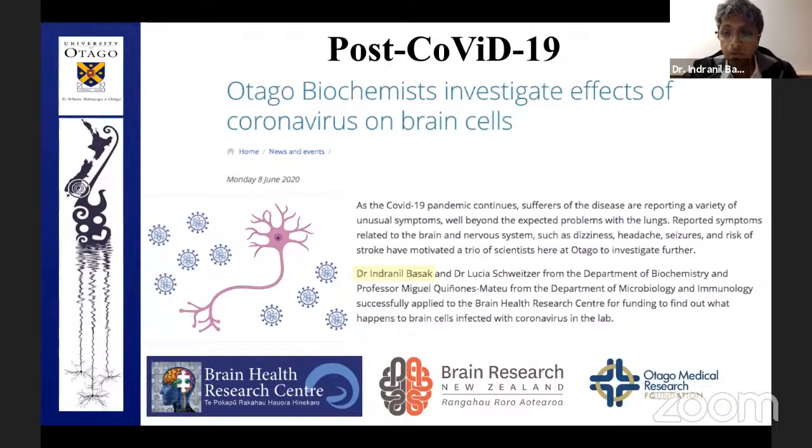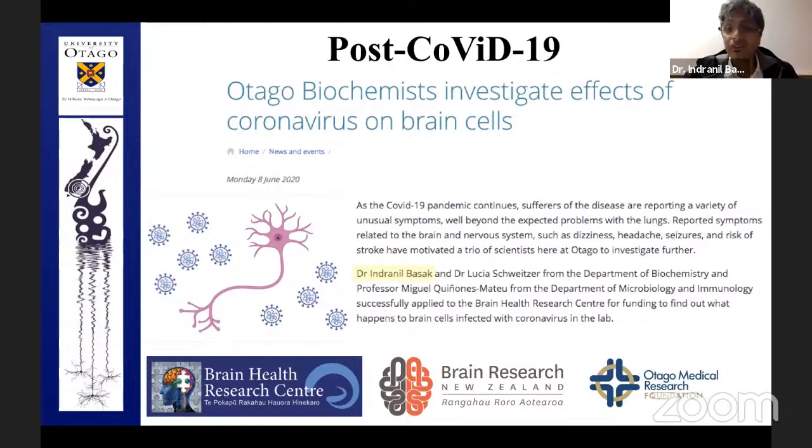What we are doing currently is adding the virus to the cells, in a strictly, very regulated environment. I can't go in there because I'm not allowed to. I've got a colleague who is doing that experiment. When he is done infecting the cells with the virus, he gives the cells back to me, and I look at the anomalies that are happening in the cells. And one cool thing that we have found is that some cells are infected, some cells are not infected.